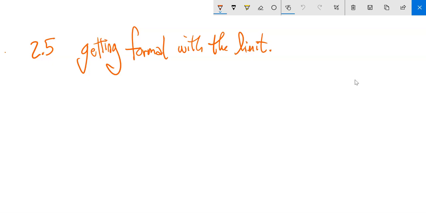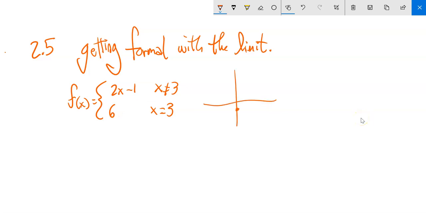So let's take a function. Pretty straightforward little compound function. So when x is not equal to 3, f of x is this line. But when x is equal to 3, f of x is not this line, f of x is 6. So if you think about a graph of this, y-intercept of negative 1, slope of 2. So it goes on its merry way for a while. And let's put 3 right about here.